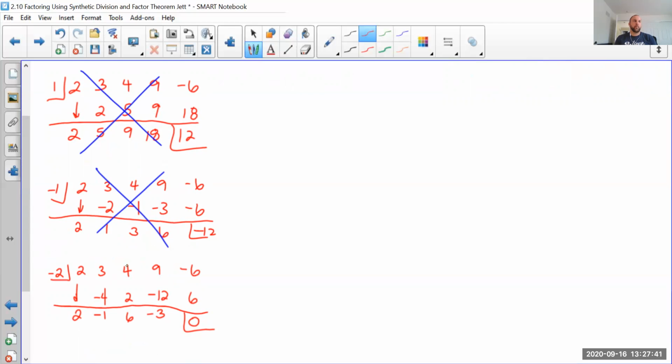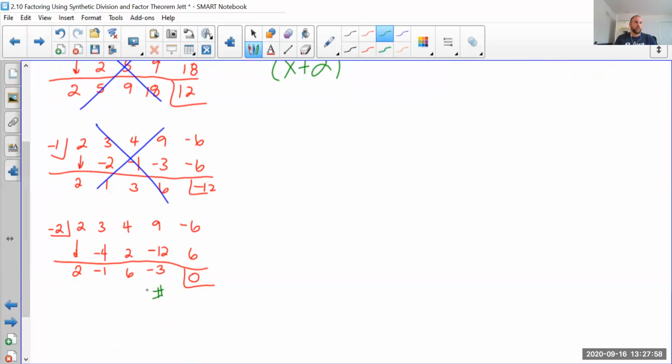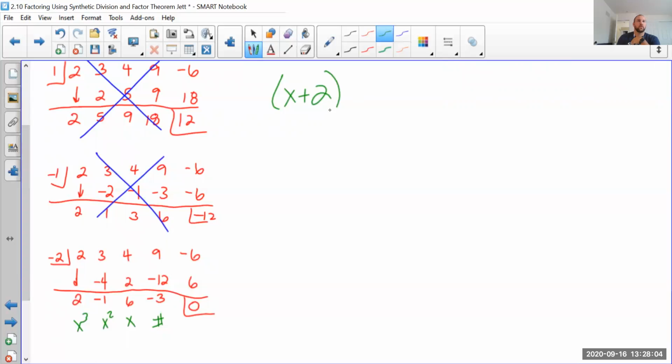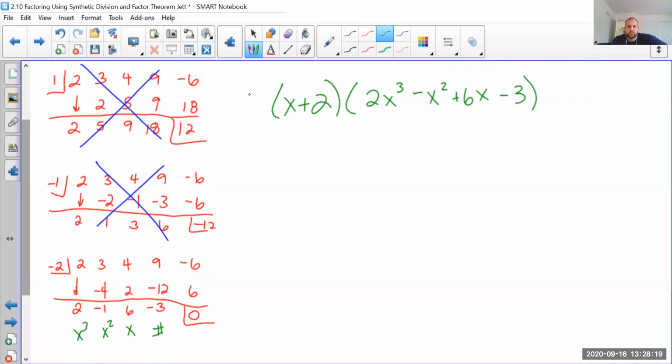Okay, so I finally got that remainder of zero, meaning that this negative 2 is a solution, meaning that x plus 2, opposite sign, is a factor of this polynomial. So that leaves me with 2x cubed minus x squared plus 6x minus 3. And now we have to see if we can continue on.